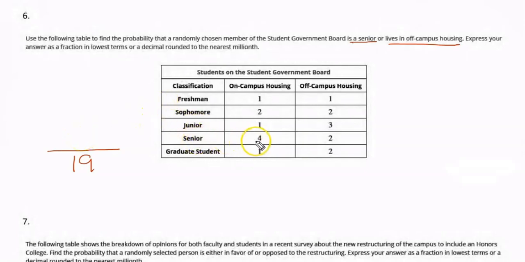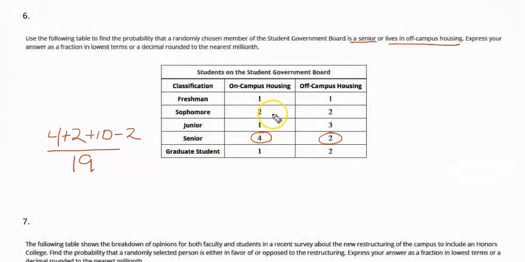Okay, so seniors. We have 4 and 2. So that would be 4 plus 2. And then those that live off campus. So we have 3, 6, 10. And then you're saying, wait a minute. We already counted the seniors by being seniors, even though they live off campus. So we can't count these twice. So we'll just subtract 2.